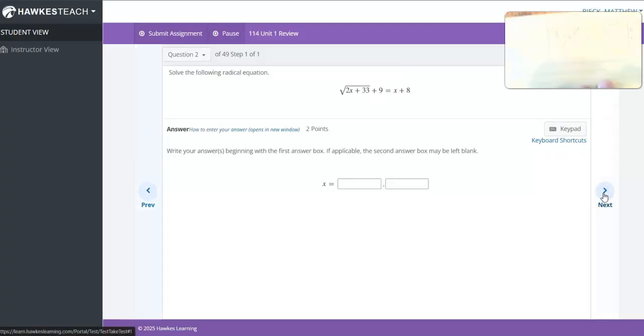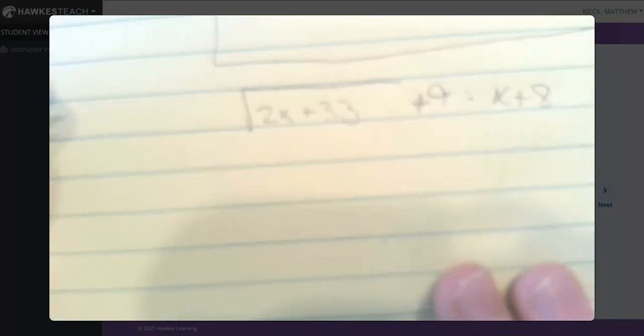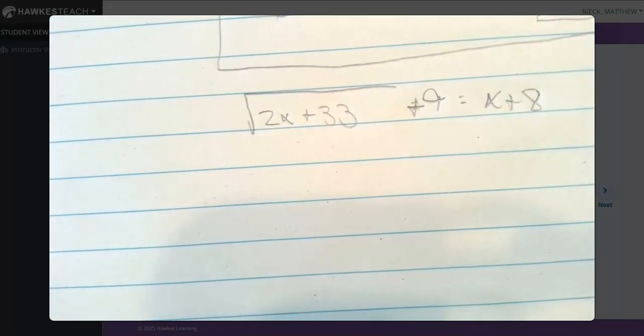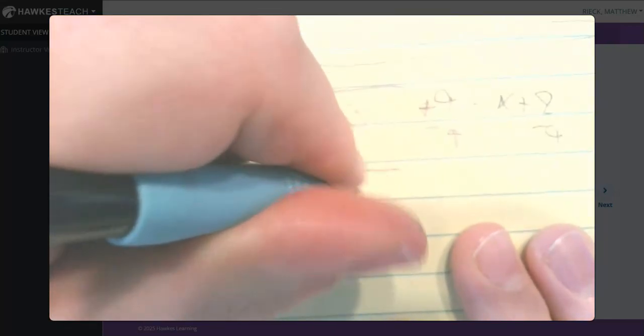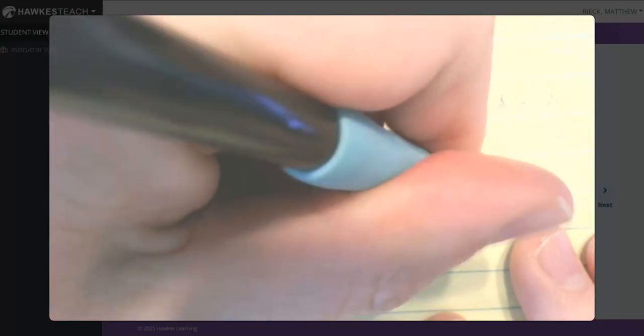So the next question here is dealing with a radical equation, so an equation involving square roots. In this case, we have the square root of 2x plus 33, plus 9, equals x plus 8. Alright, so your first step in solving these equations is you want to get it so you just have the square root all by itself. So to do that, I'm going to subtract a 9 from each side. So when I do that, I end up with square root of 2x plus 33 equals x minus 1.